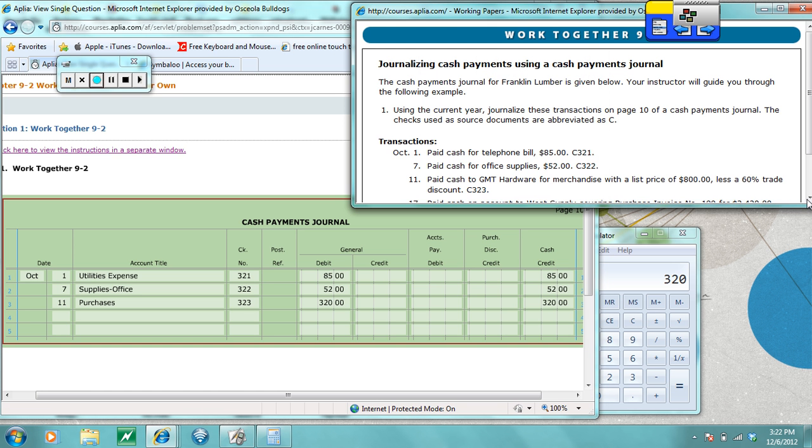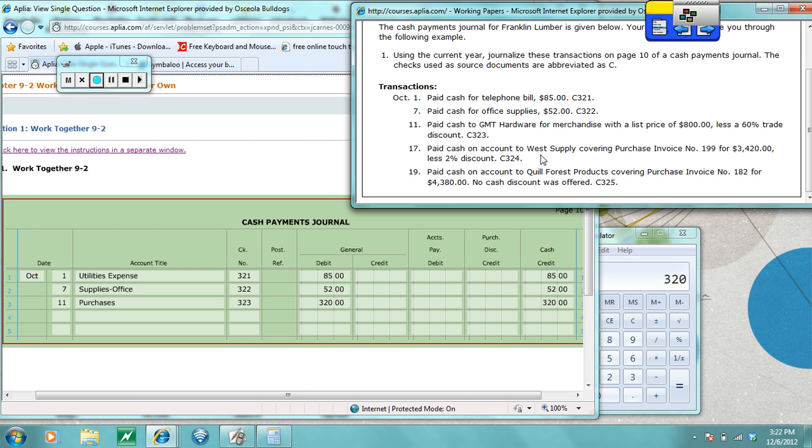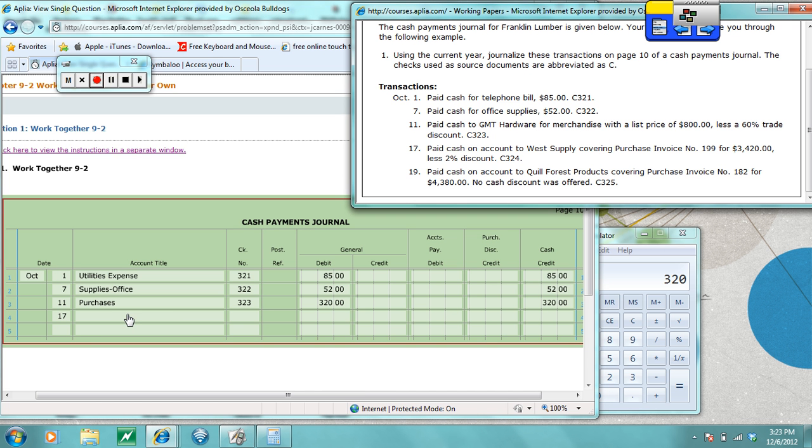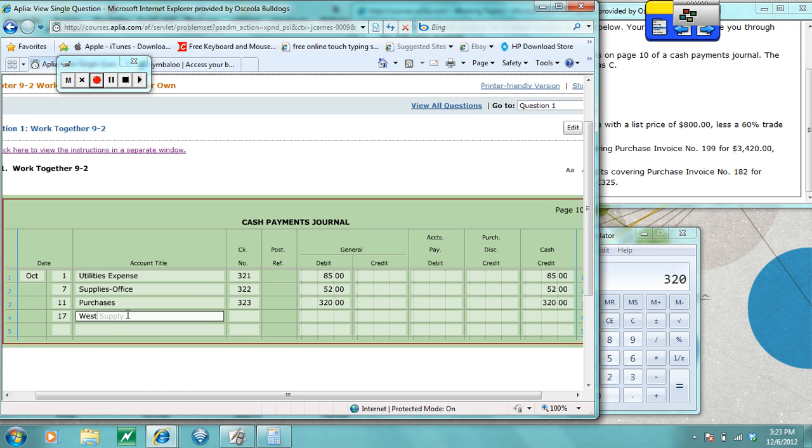On the 17th, we paid cash on account. We're paying part of our bill off to West Supplies, covering purchase invoice number 199 for $3,420 less 2% discount. Notice this 2%. 2, 10, and 30. You get a 2% discount if it's paid within 10 days, but all of it is due within 30 days. So if we pay early, we get a 2% discount. You're saying, ooh, a whole 2%. But when you're dealing with millions of dollars, like some places do, then that 2% is crucial. It can make your business.